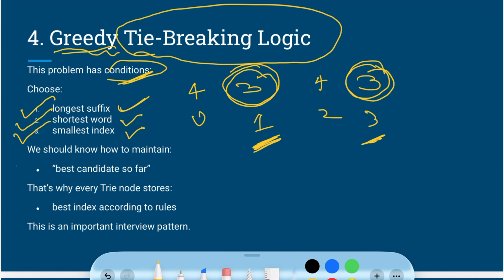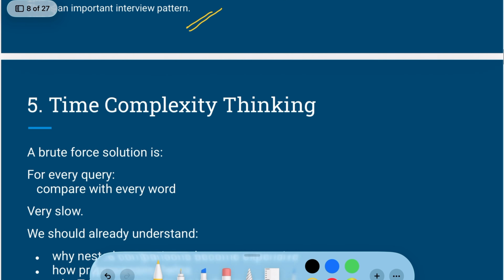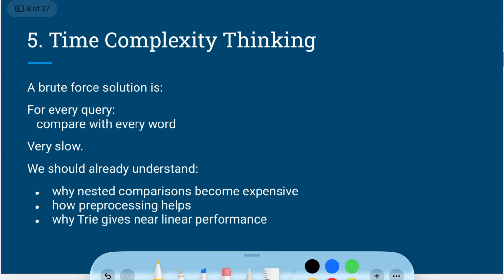So we should know how to maintain the best candidate so far, and that's why every trie node stores the best index according to the rule. This is very good for interviews, guys. You should understand how you will build the greedy logic in the interview round.